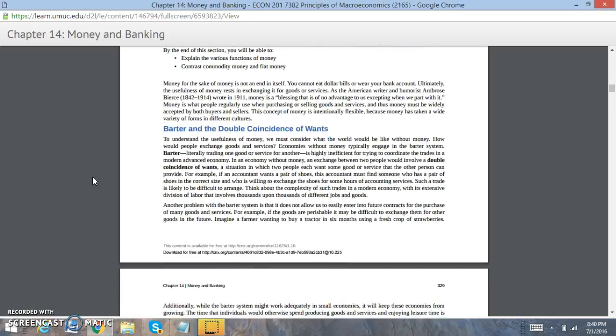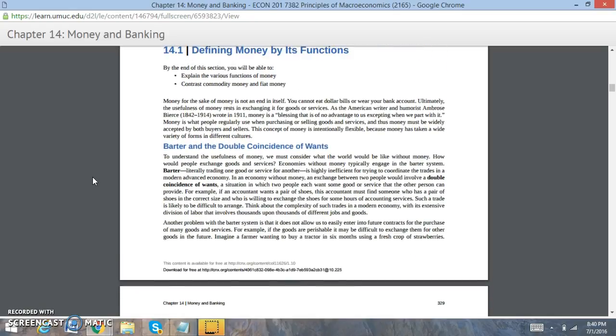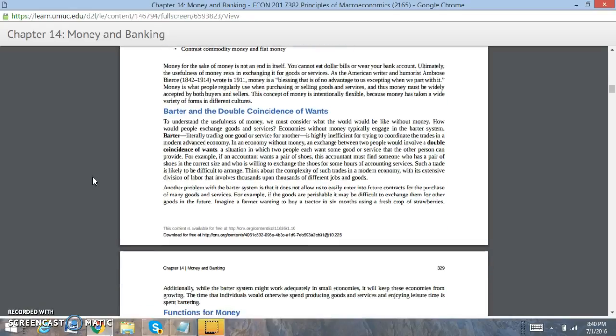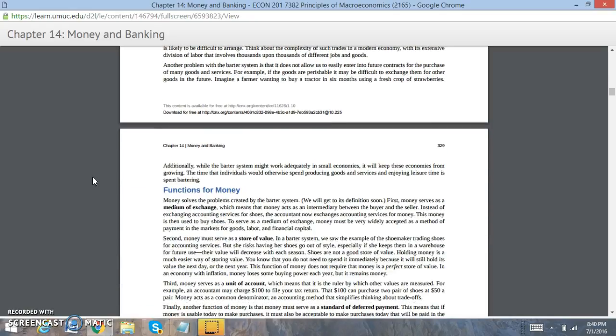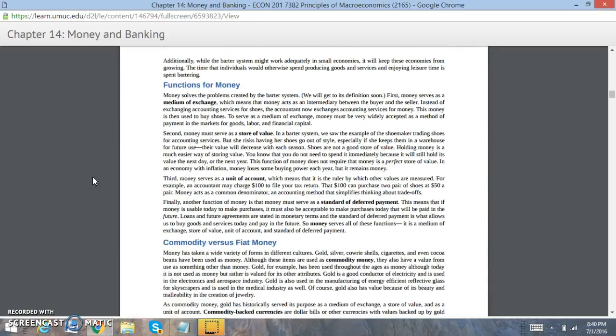So money is going to hold 3 defining characteristics. Money is used as a medium of exchange, money is used as a store of value, and money is used as a unit of account. When we look at the functions of money, money can hold many different roles, but these functions of money are very important to evaluate in our economy.